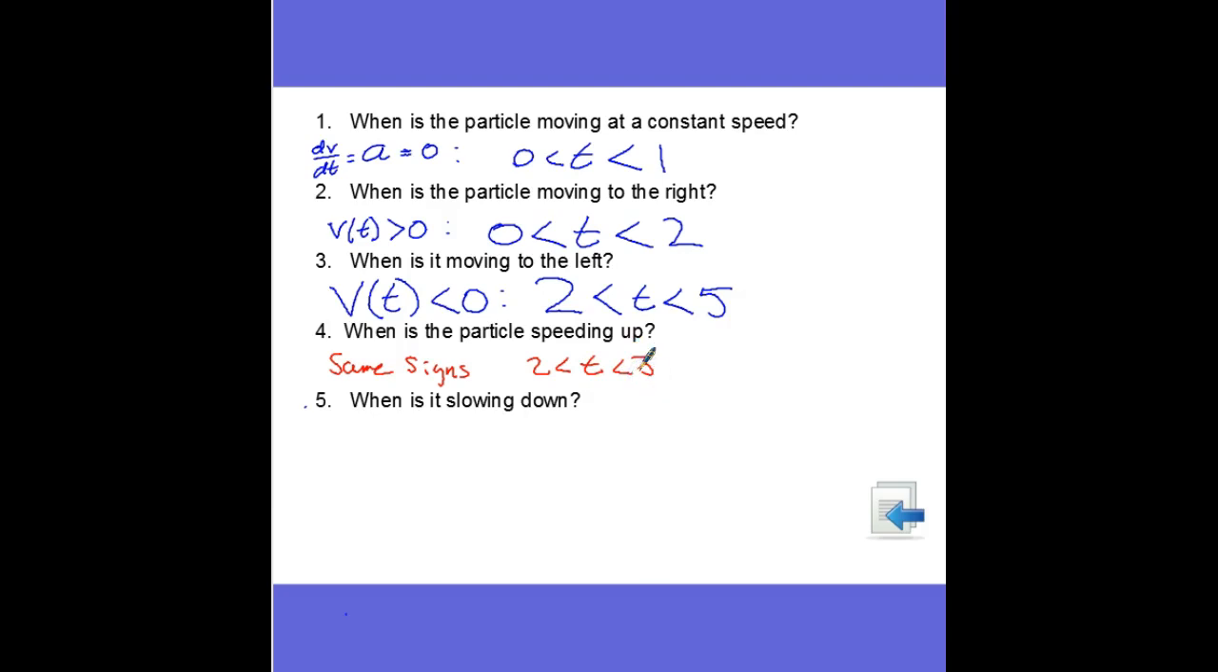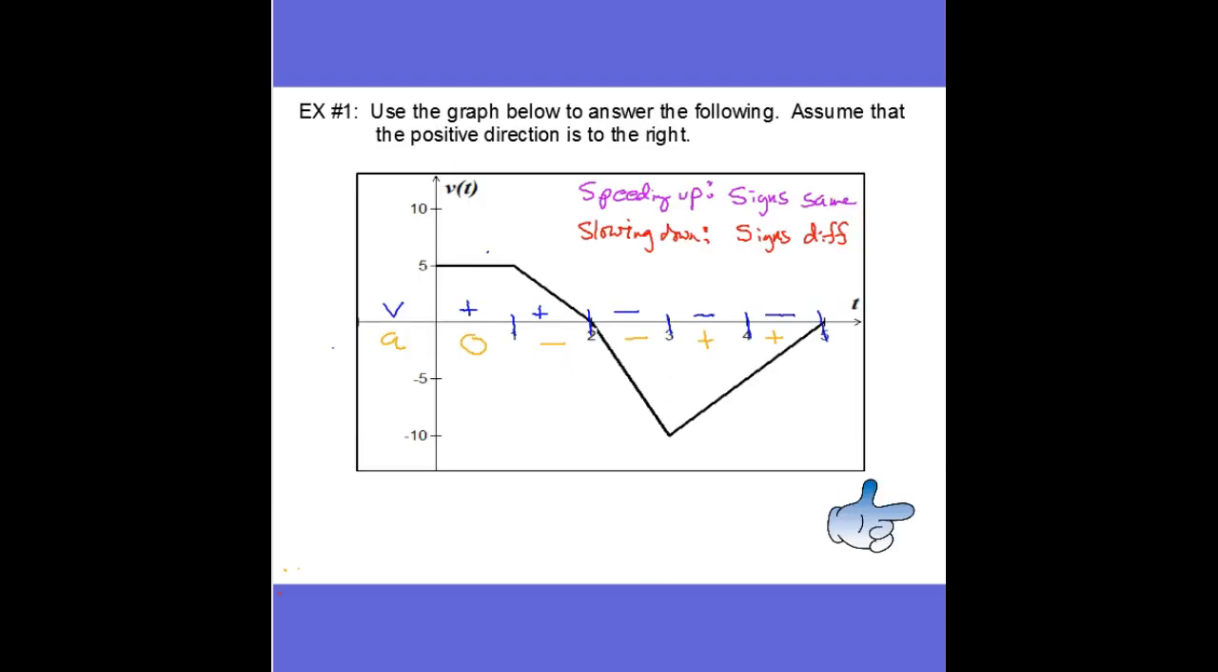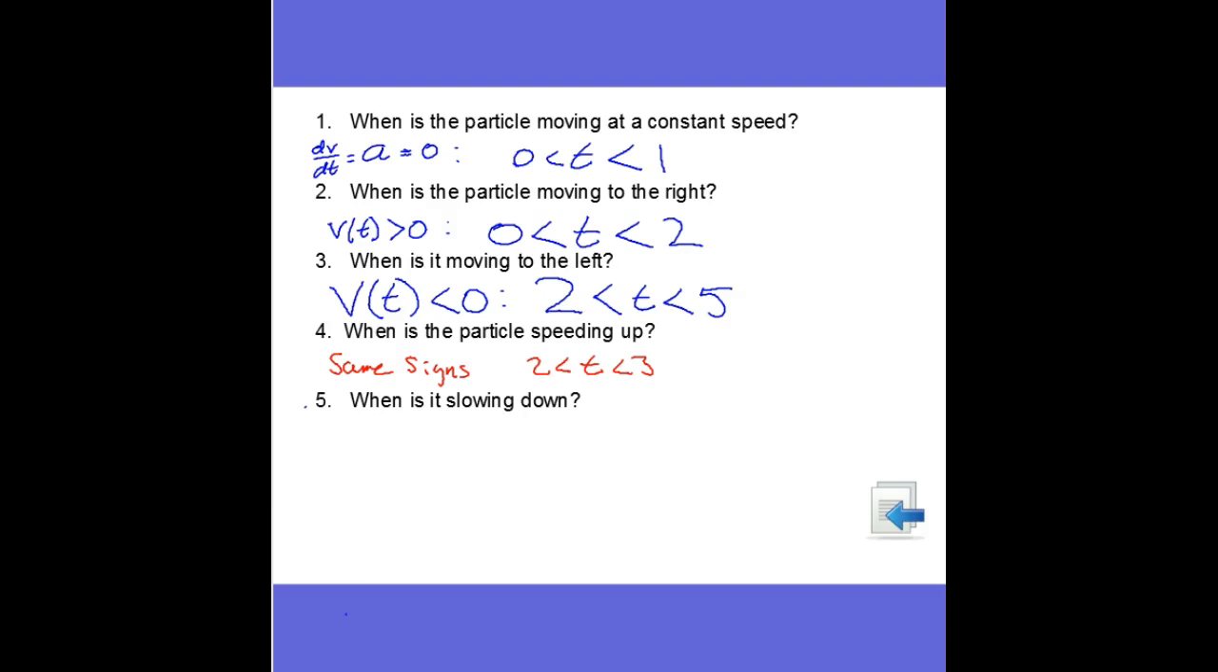Now let's look at question 5. When is it slowing down? It slows down when we have opposite signs. And so positive velocity, negative acceleration, so between 1 and 2. And then it happens again between 3 and 4 and 4 and 5. So we've got these opposite signs. And since this is continuous across 4, let's just make that one interval. So we'll say between 1 and 2 and between 3 and 5. And of course, that's going to be when we have different signs.